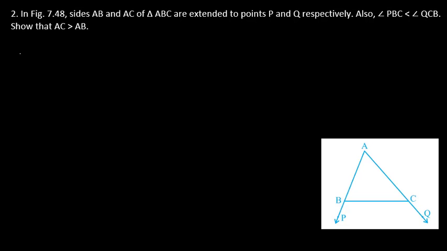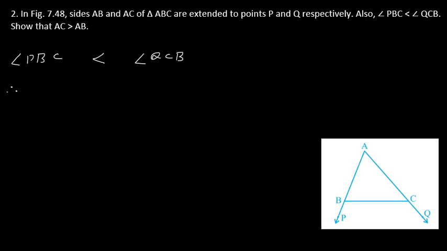Angle PBC is smaller than angle QCB. So therefore, now if this part is less than this part, say 3 is less than 5, this is okay. Now if I say 6 minus 3 and 6 minus 5, so 6 minus 3 will give me 3 and 6 minus 5 will give me 1. Now 3 is greater than 1. So when we subtract these inequalities from a constant number, then the sign of inequality changes.